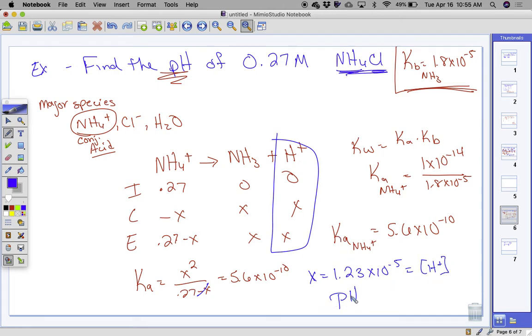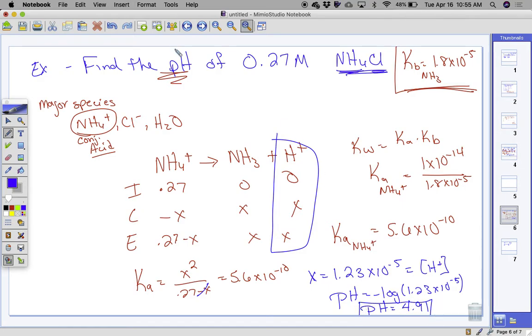So the pH is the negative log of that. Before you punch it into your calculator, you should be able to guess that this pH is 4 point something, 7-ish. How? Because it's 10 to the power of what? Okay, so tell me what the real answer is and then I'll show you. 4 point 91. So I was off by a little bit.